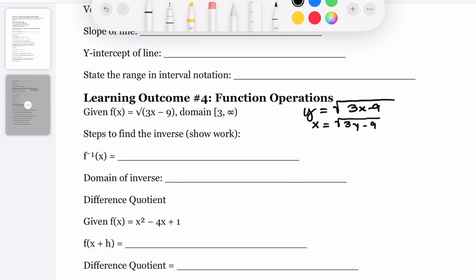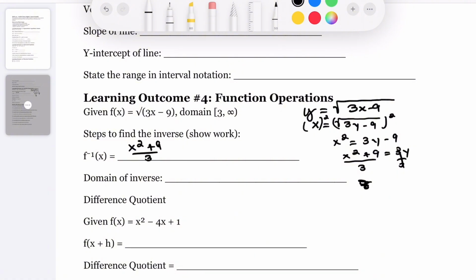So you're going to say x is equal to the square root of 3y minus 9. And then you're going to solve for y. The way that you get rid of the square root is you take both sides to the second power. So you get x squared equals 3y minus 9. Then you have x squared plus 9 equals 3y, and then you divide both sides by 3. So y is equal to, well, remember, this is the inverse. So f of x inverse is equal to x squared plus 9 all over 3. Okay?